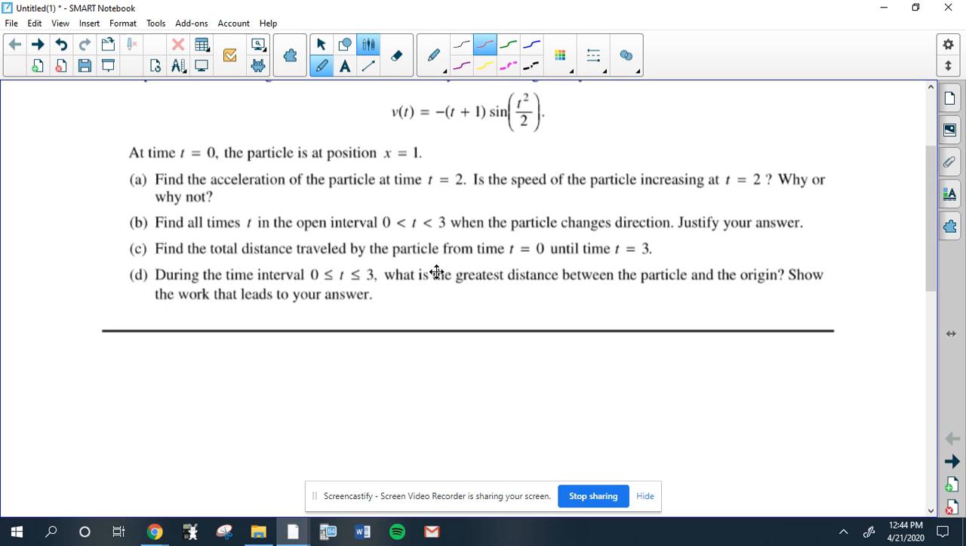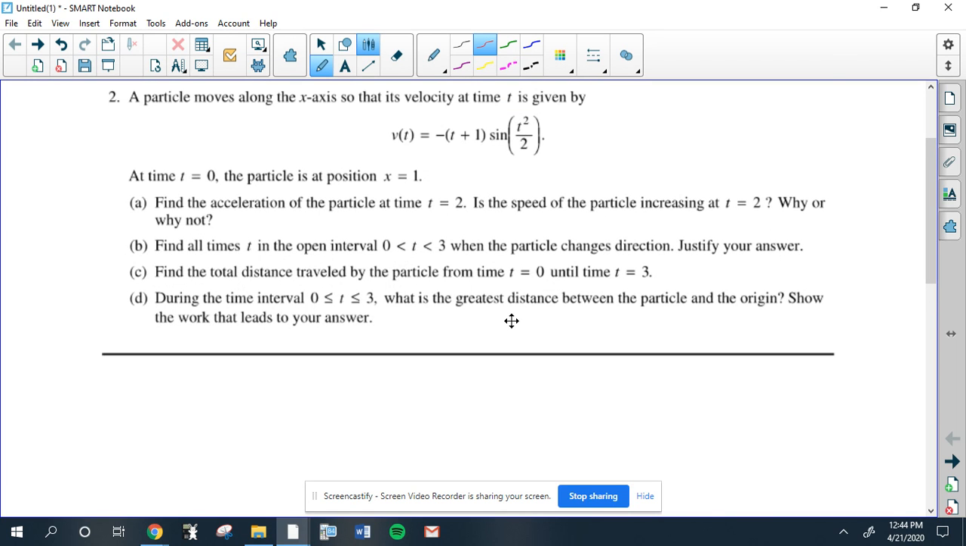So during the time interval 0 to 3, what is the greatest distance between the particle and the origin? Well, the distance is going to be dependent on the position. So again, you'd have to go to integration to get that, which is not going to be asked. So that's it for this.